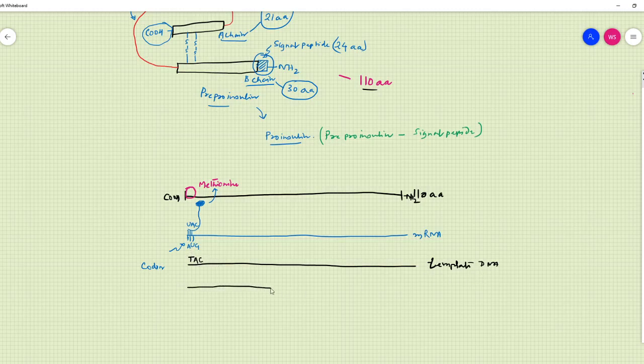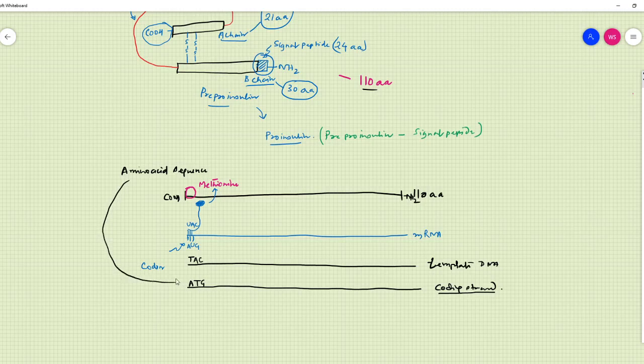So then what would be the sequence on the coding strand? It would be complementary: A, adenine, thymine, cytosine, guanine. Okay, so this would be the coding strand. So what has been done from the amino acid sequence? We have generated the coding strand, the coding region.